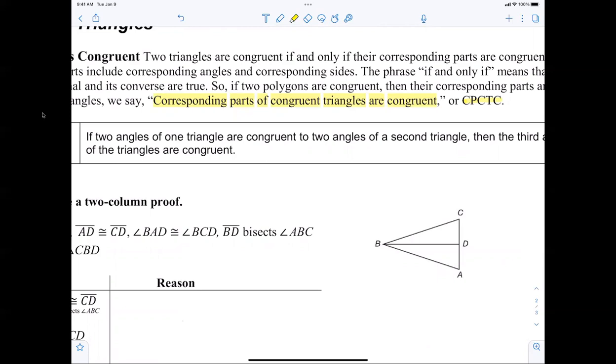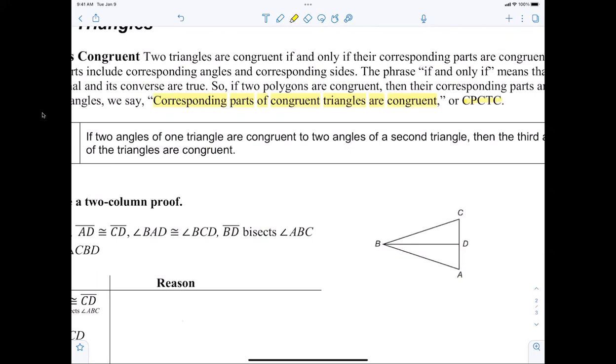I'm going to be saying CPCTC, and you have to understand. I got all the way through the test last year and asked somebody what it meant. They were clueless. Corresponding parts of congruent triangles are congruent. That just makes sense to me, so I don't even have to ask you a question about it. And some of you are looking at me like, I don't even know what you mean corresponding. So I'm going to say it one more time. When I say triangles are congruent, automatically then what's true?